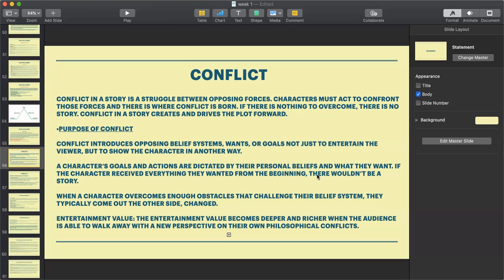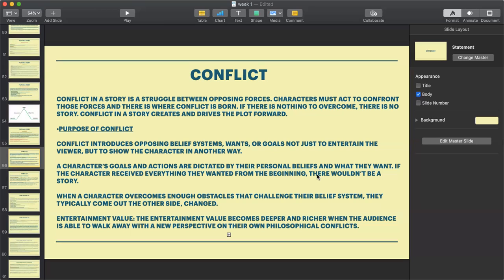A character's goals and actions are dictated by their personal beliefs, right? What you believe. If a person is good, then he will do good things. If a person wants to harm someone or to kill someone or to do some negative things, then he is a bad person, right? If the character received anything they wanted from the beginning, there wouldn't be a story. You give the character whatever the character has wanted from the beginning, and there is no problem for the character, as I said, then there will be no story.